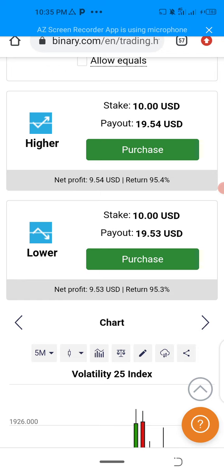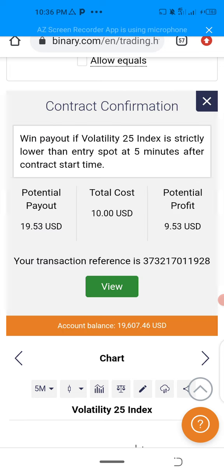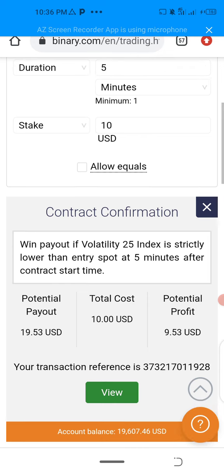So what do you need to do in this present situation? You ought to click on purchase lower and wait for the next 5 minutes. So what we're going to do right now is click on purchase lower. By the time we purchase lower, we are going to see the movement of the trade. Now, mind you, what we did was purchase lower with the sum of $10. And as we purchase lower with $10, we are going to click on view.